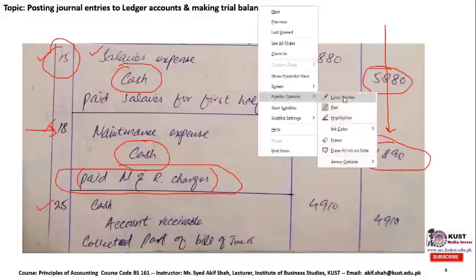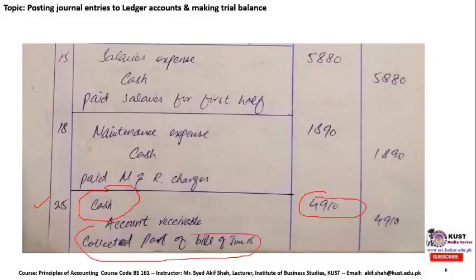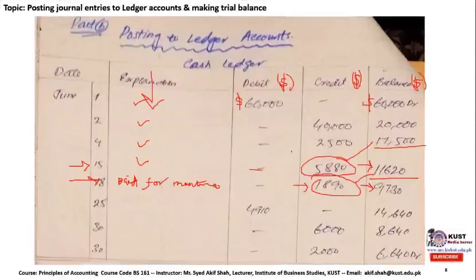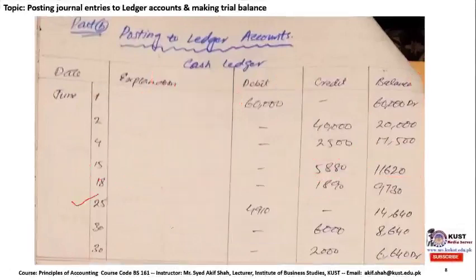So let's go ahead with the next entry of June 25, and we got once again cash as a debit balance against what? Against collected part of the bills of June 15. So let's post this entry into the ledger account, which is of June 25.